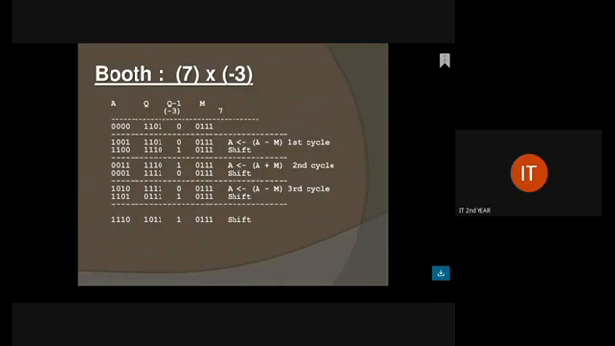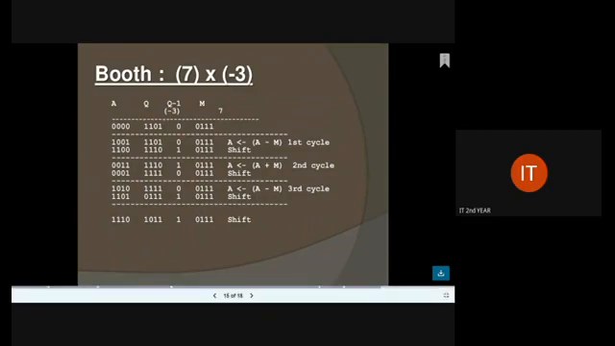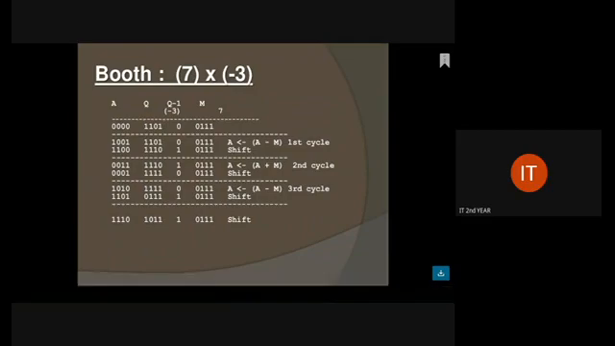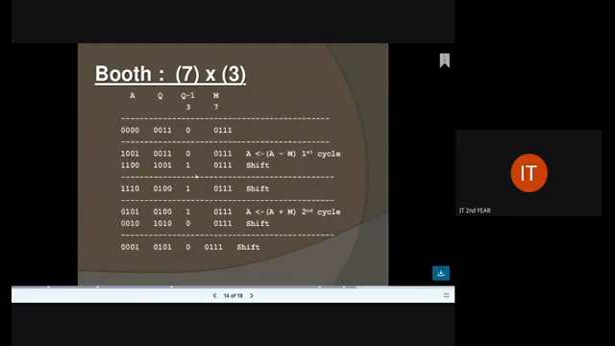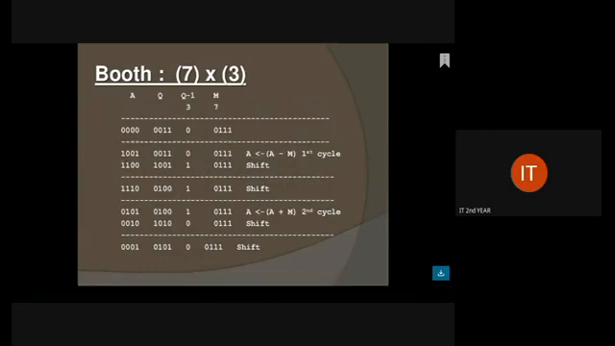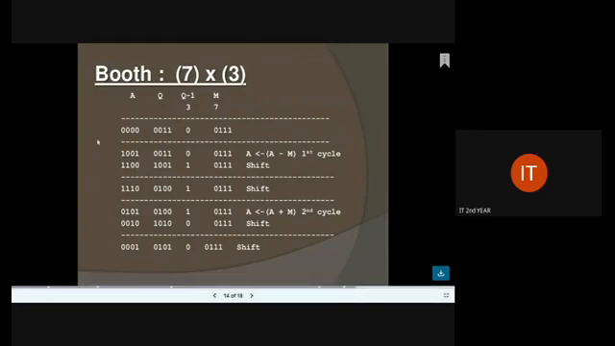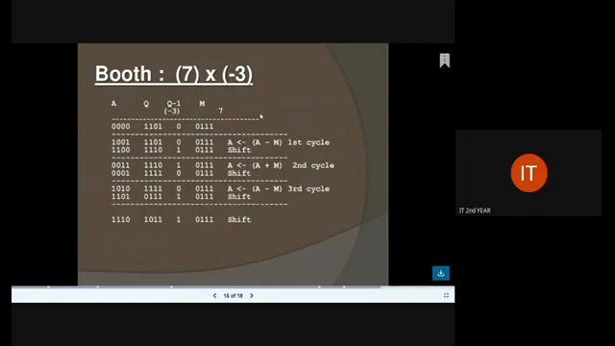Now the count value is 0 and the final result is obtained as 1110 1011. So this is the final step of getting the final answer for 7 into 3, or 7 into minus 3. In these two examples, we have got a clear answer for signed multiplication and also unsigned multiplication. In one slide, we are dealing with unsigned multiplication, and in the other slide we are dealing with signed multiplication because 3 is a negative value.